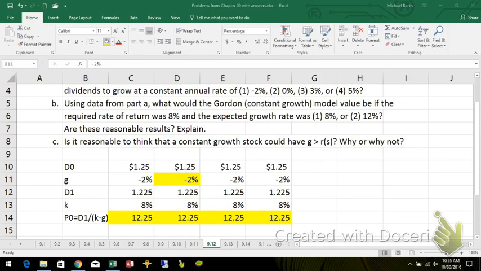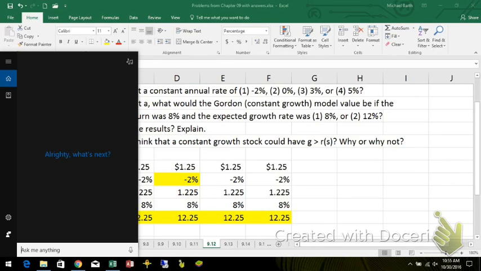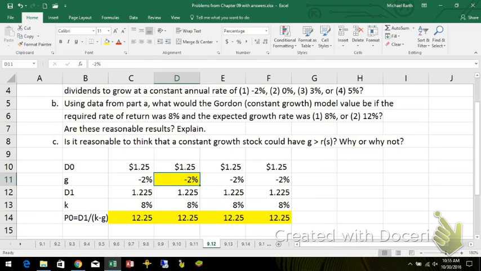If that was 0%, changes the price. If it's 3%, changes the price. If it's 5%, changes the price. Okay, so that's part A. That's the valuation under those different assumptions.